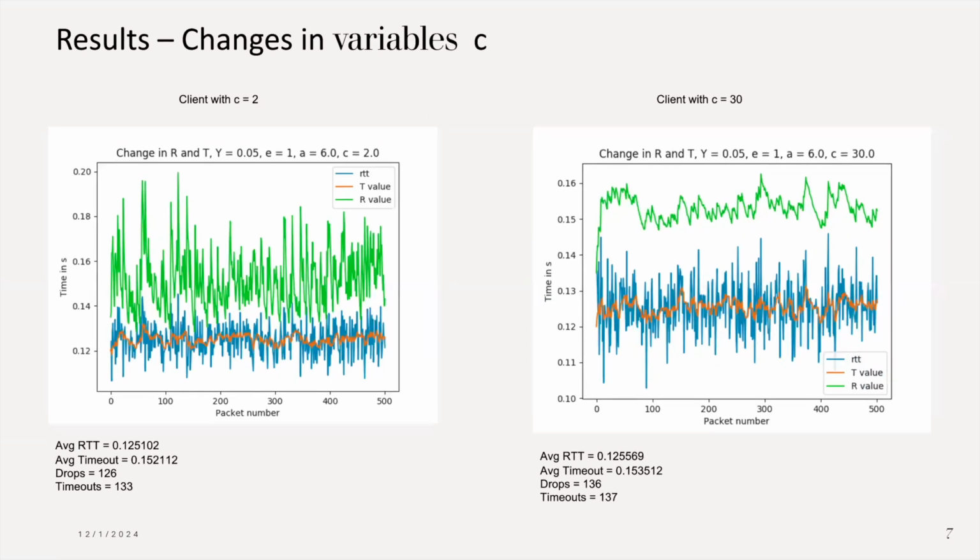We also tried various C values ranging from 2 to 30. The comparison between C equals 2 and C equals 30 shows that the larger the C value, the smaller the variance of timeout. So by tuning A and C values, we can effectively make the algorithm adapt to different network conditions.